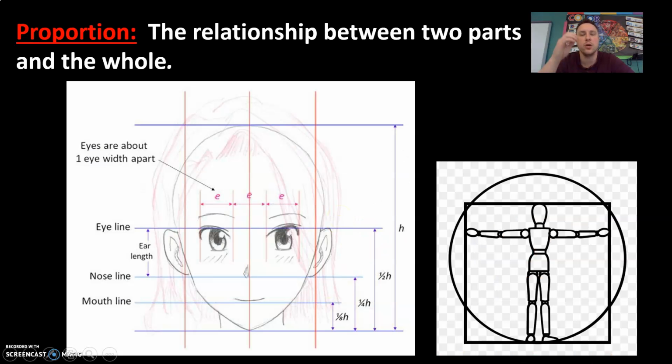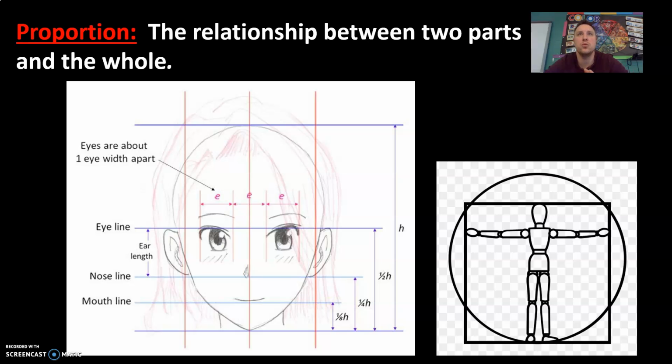And your second question is, what is proportion? Proportion is the relationship between two parts in the whole. Proportion is a word that everyone naturally understands. If I were to draw a stick figure where the head was way too big, I always ask students, what's not in proportion? Everybody says the head. And the reason for that is because you're comparing the size of the head to the rest of the body. You are comparing two parts to the whole.